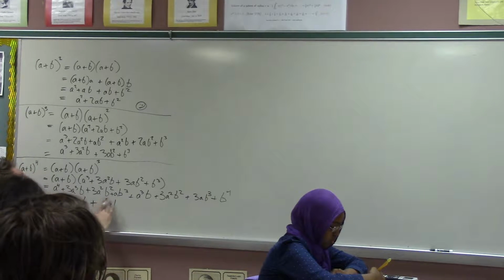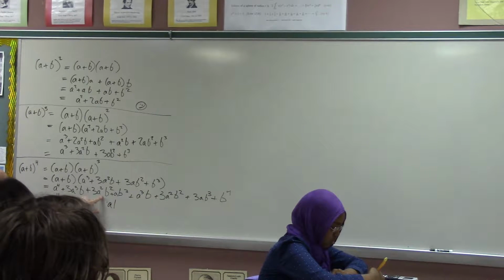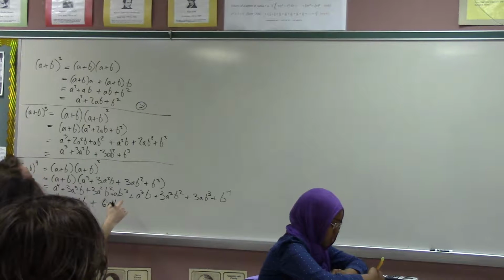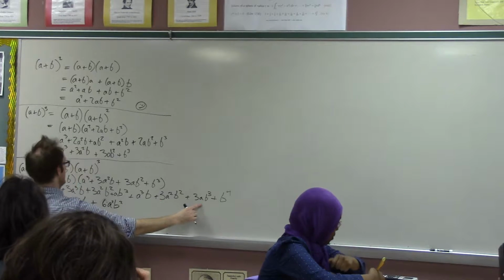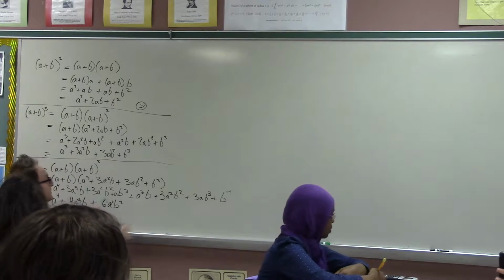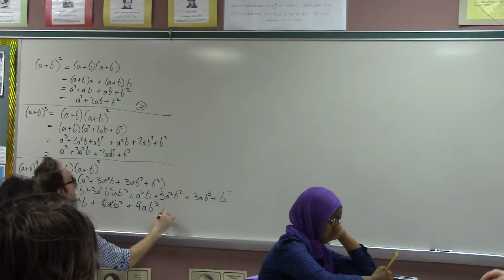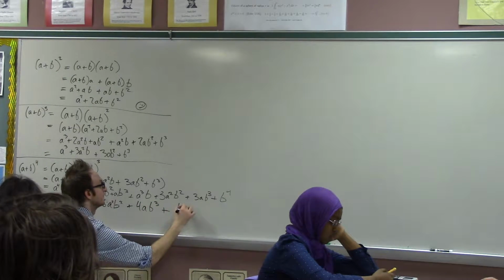What am I doing? And I have 3 of these, and I have 3 more over here. So I have 6 A squared B squared. How many of these A B cubes do I have? 4.